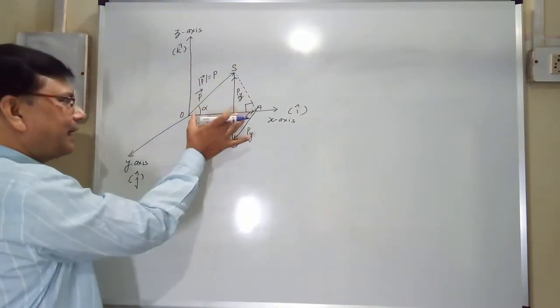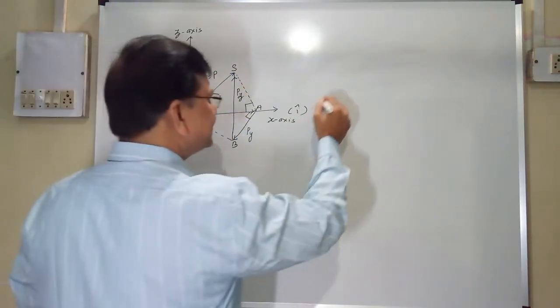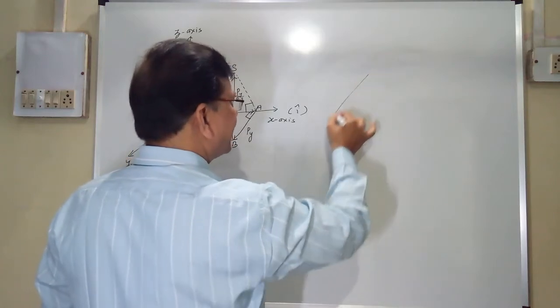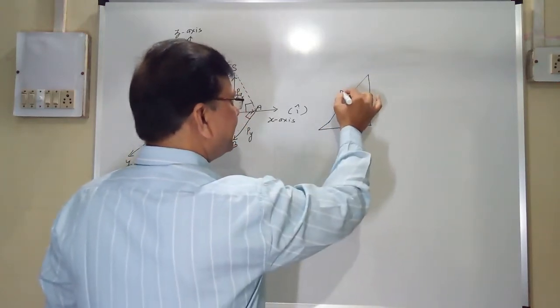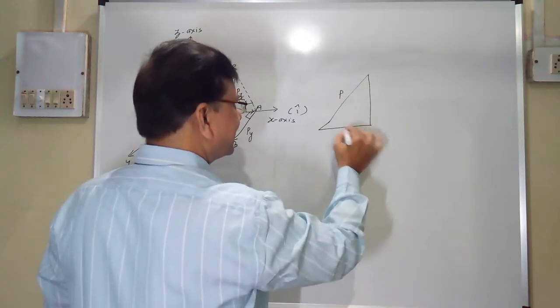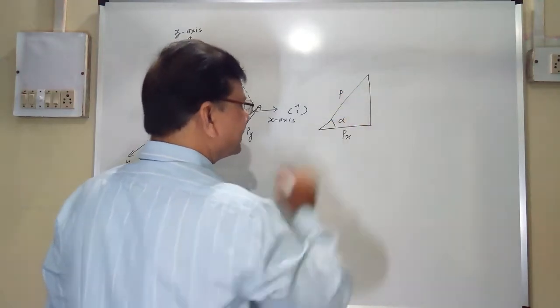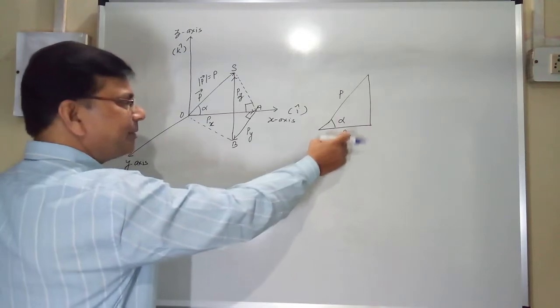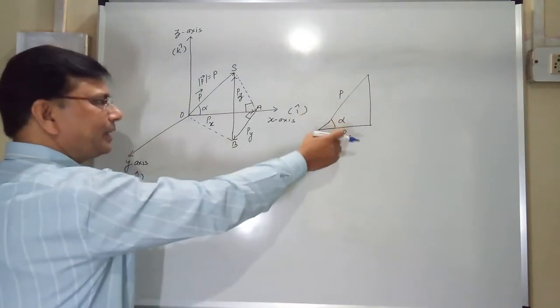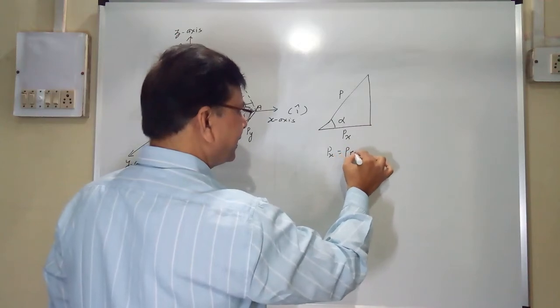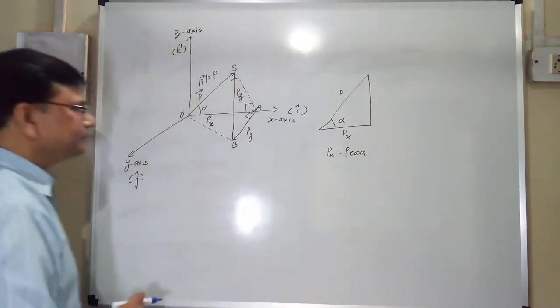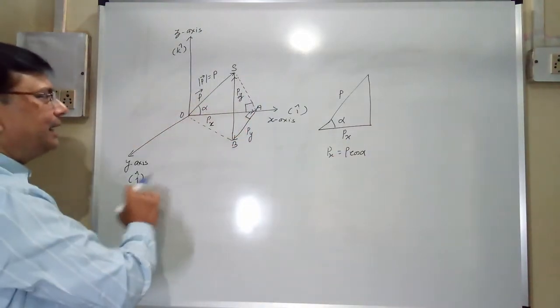This is the length, this is the base. The situation will be something like this. This will be p, this will be px, and this is alpha. So in this case, px will be equal to p cos alpha. So px is equal to p cos alpha.